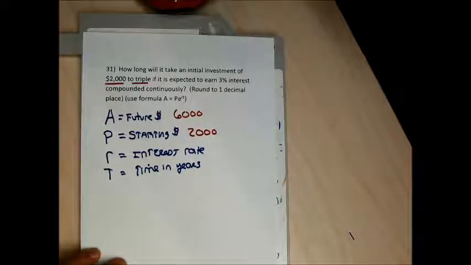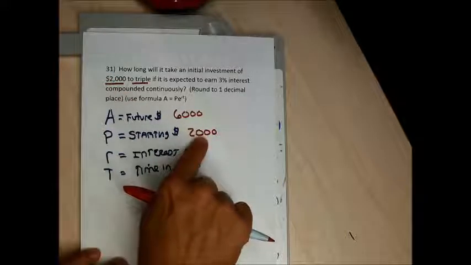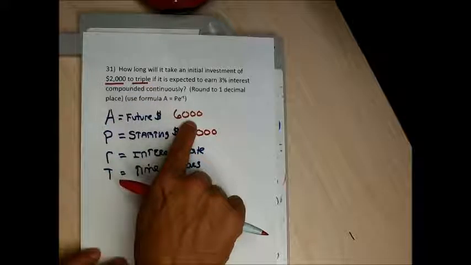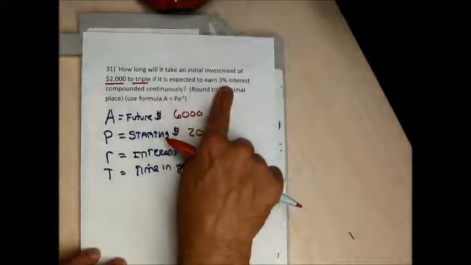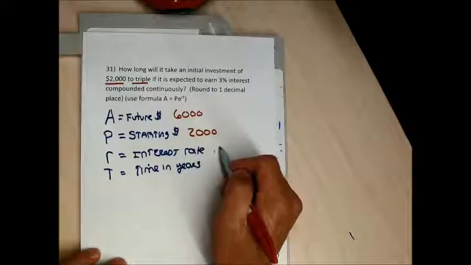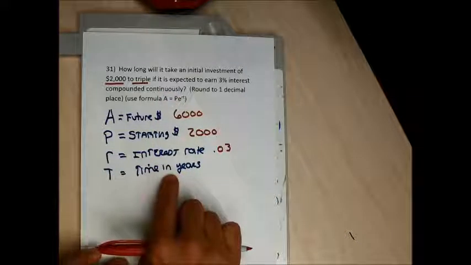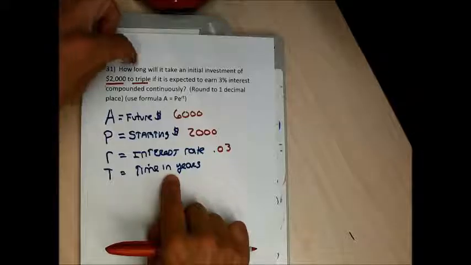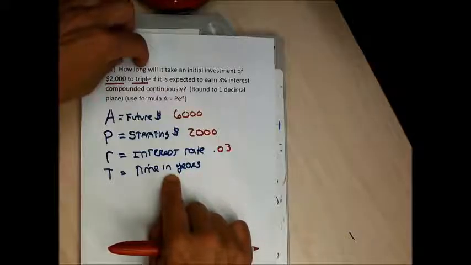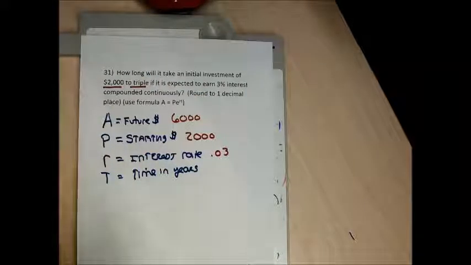So how long will it take an initial investment of 2,000, starting amount of money, to triple, future amount of money, if it's expected to earn 3%, as a decimal 0.03, interest compounded continuously. So the t is the unknown because it's asking me to solve for how long. It wants to know how many years. I'm going to round to 1 decimal. So I'm going to plug these numbers into the formula.